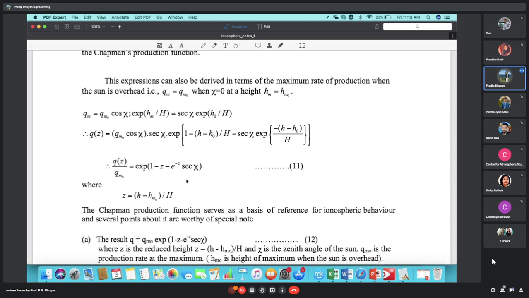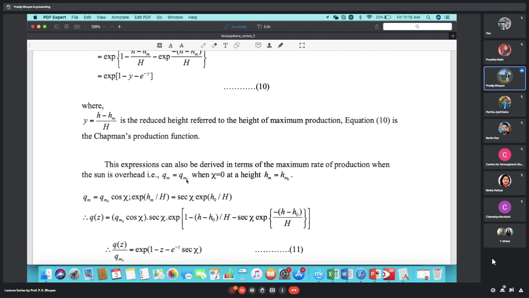After equation 10, where already we have defined the Chapman production function. If you define the Chapman production function by this equation, that is also fine, but then you are specifying that your H or HM is not the zenith height, the height according to the zenith or overhead. It may be when the sun is at any angle with respect to the zenith.